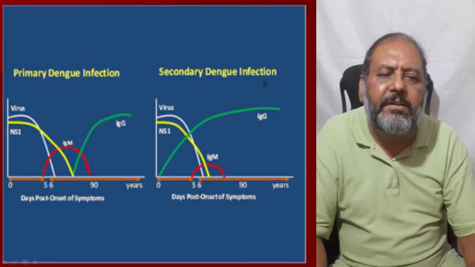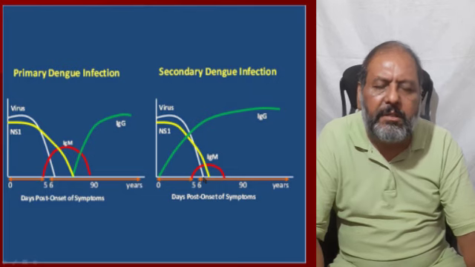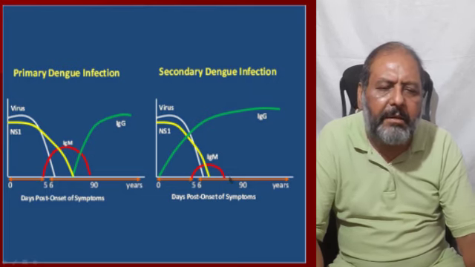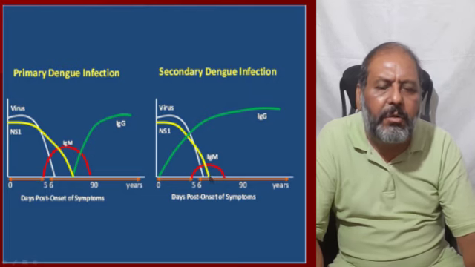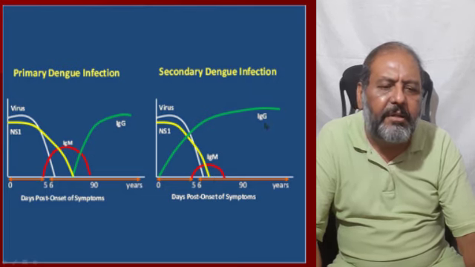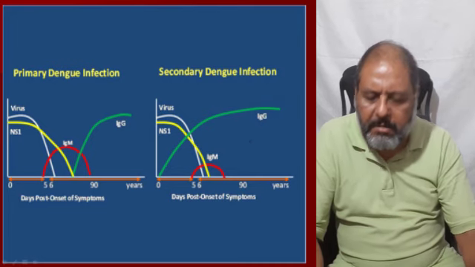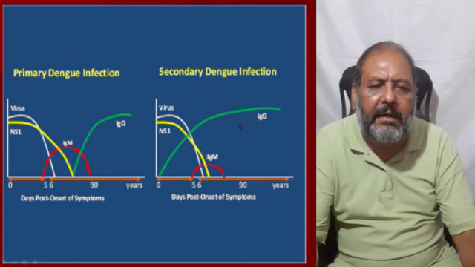But in secondary dengue infection, the virus also disappears after 7 days, and IgM appears on the 5th day and remains for a few days, and NS1 also appears up to 7 to 9 days, and then IgG appears and remains in the blood for many days after the onset of symptoms, which can be detected by the antigen antibody test.